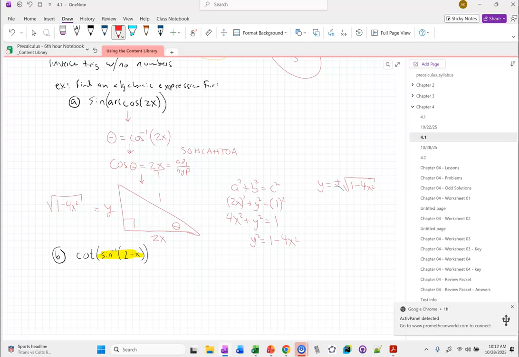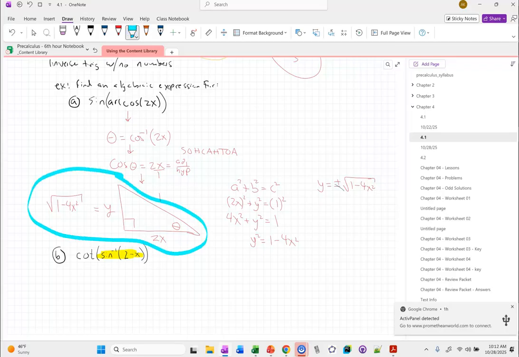So far, so good? All right. This triangle is what we really need to finish the problem. That was the hard part.